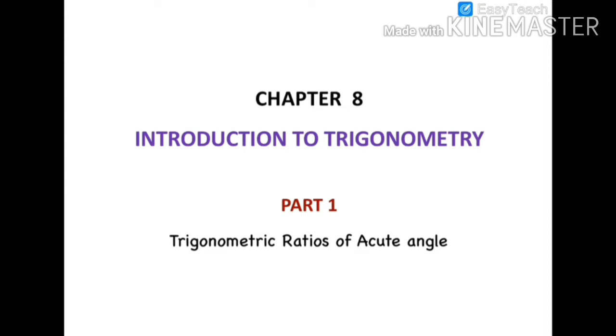Today we are going to define trigonometric ratios of acute angle of a right triangle, which is the basic concept of this chapter. And the following concepts are then developed on it.